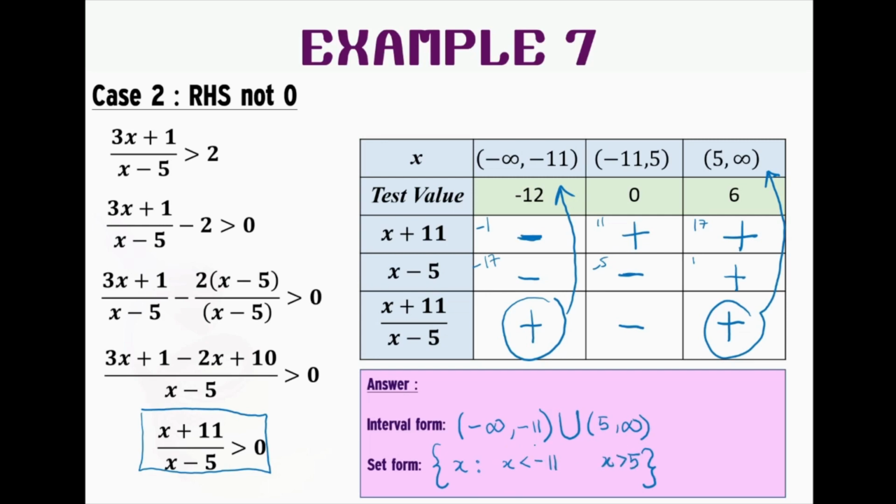By now I hope you already know how to translate intervals to set form. This inequality doesn't have an equal sign because the bracket is open. The keyword for union is or, and we're done.